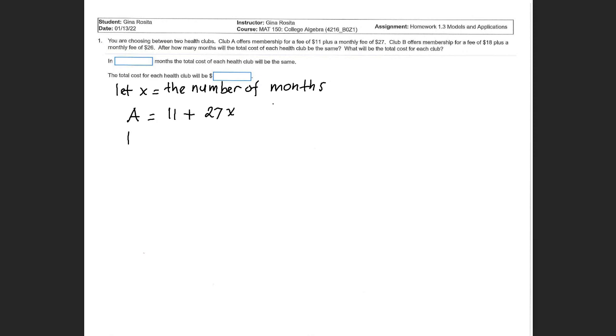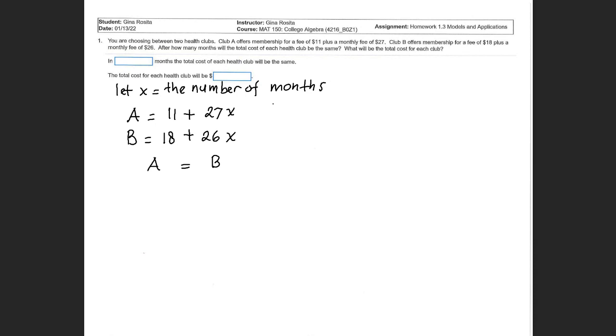Now Club B. Club B offers membership for a fee of $18, just 18, plus a monthly fee of 26. So the monthly fee is 26x. Now the question: after how many months will the total cost of each health club be the same? It means A equals B. Everybody follow?